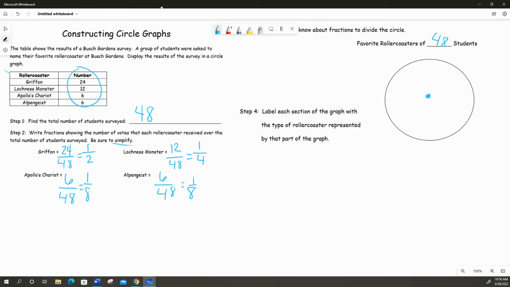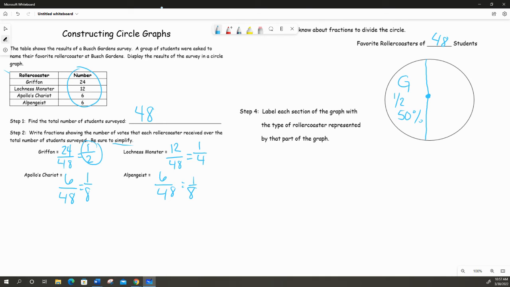Looking at the first part, Griffin is represented by 1/2. So I'm going to go ahead and create 1/2 of the graph here. I'm just going to draw a line going straight down, and I'm going to put G for Griffin, and I'm going to put 1/2. I also want to put 50% for that. So I put 50% there.